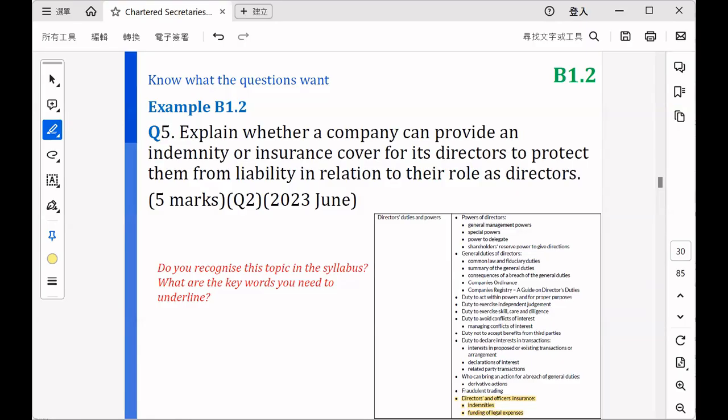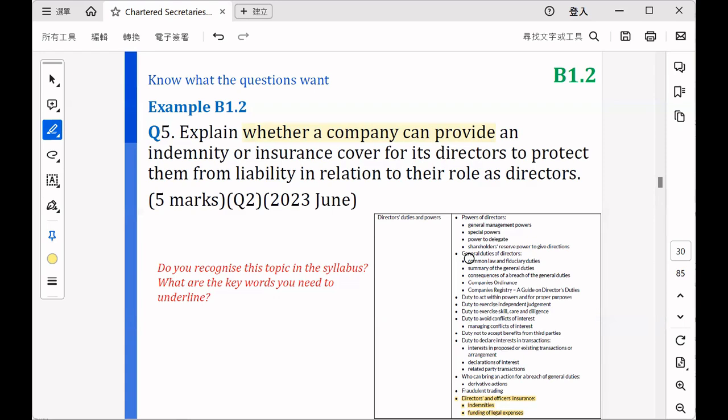It's very similar because there is a similar requirement under the Companies Ordinance. You have to explain that the company can provide insurance cover to protect against liability. That is possible. It's not illegal for a company to provide insurance cover. So this is a very straightforward answer. The question is whether the company can do so. Yes, the answer is that the company can provide such insurance cover. So the question is what they cannot provide.